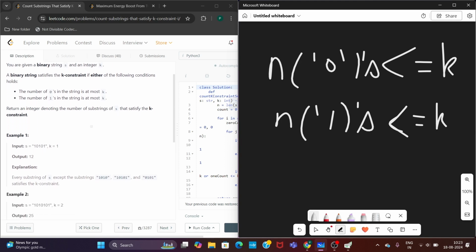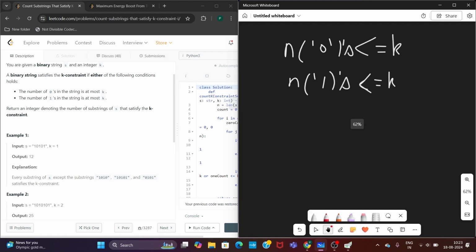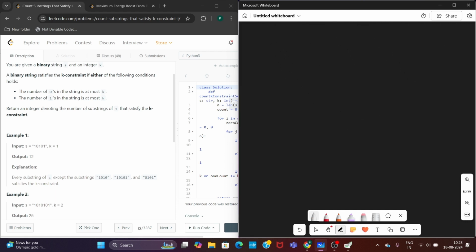Let's see what it means. Return an integer denoting the number of substrings of s that satisfy the k-constraint. Basically, I have to return the number of substrings of s that satisfy the k-constraint. Let's understand it with the help of an example. It will be easier for us to understand.